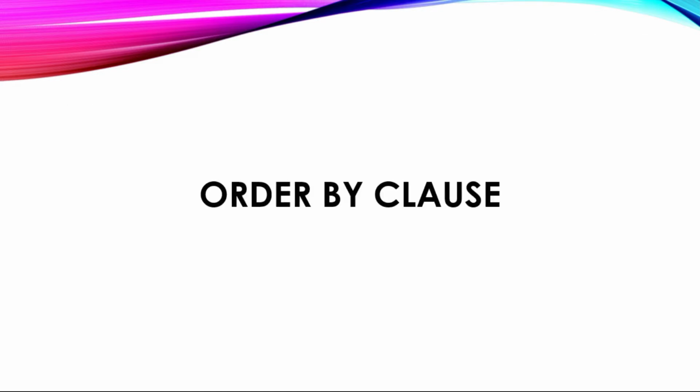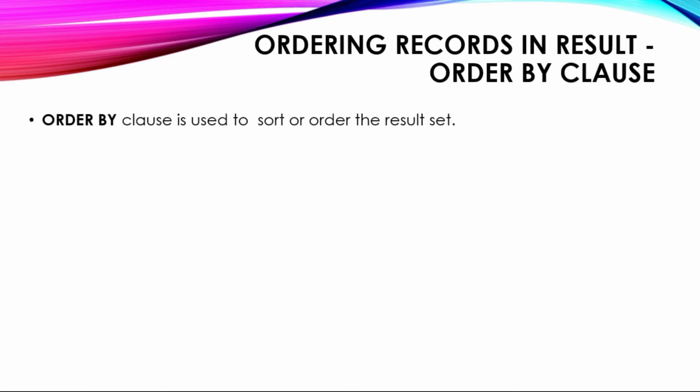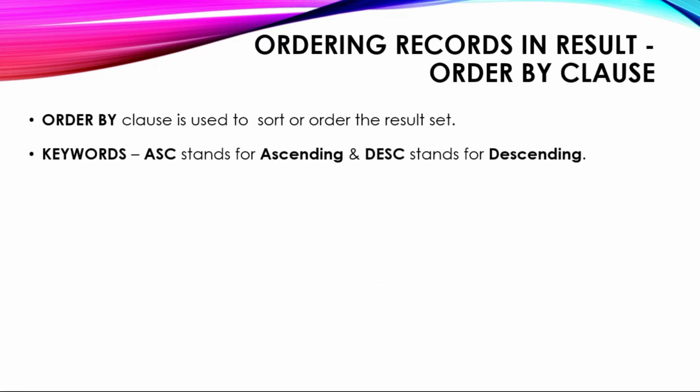So the first topic is order by clause. Order by clause is used to sort or order the result set, or you can say the output. Whatever is the output, if you want to sort the output in ascending or descending order, then we can use order by clause. The keyword used is ASC for ascending and DESC for descending. If you want to sort your table in ascending, then you can use keyword as ASC, and if you want to sort the content of your table in descending, then you can use DESC.